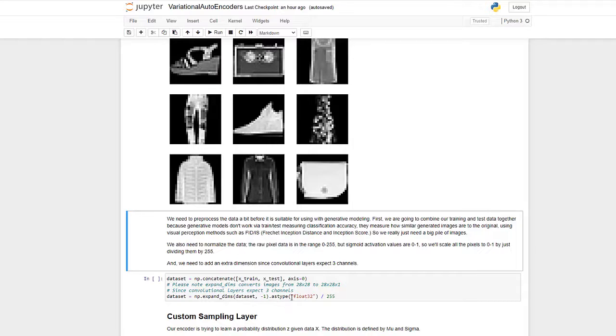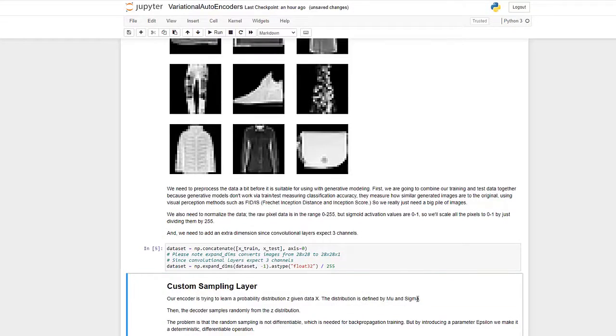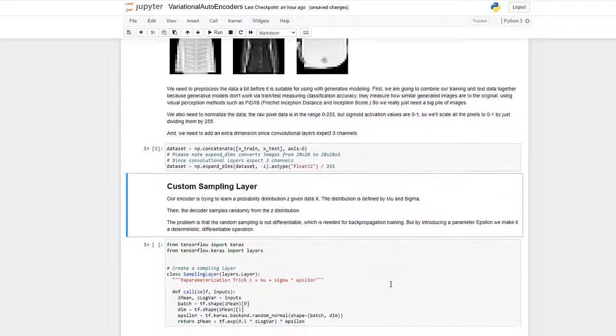I'm also going to convert that to floating point data and normalize that to 0 to 1. The raw data is just integer data from 0 to 255, representing how bright that pixel is. This transforms that to a floating point number between 0 and 1, because the sigmoid activation values in our model are between 0 and 1. So we're just massaging the data here to fit the input of our convolutional layers better. Shift-Enter to run that.